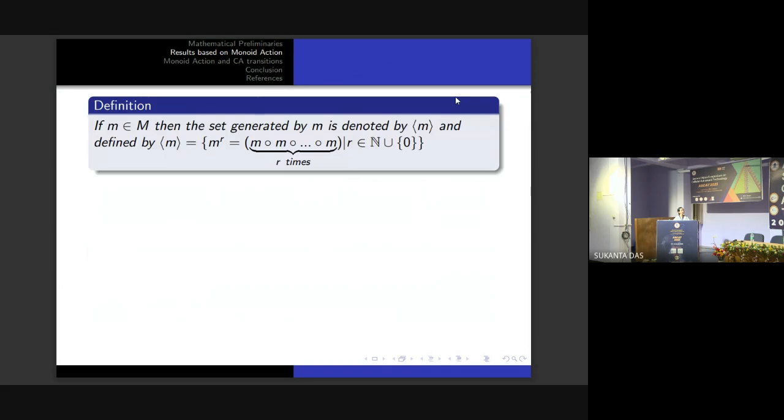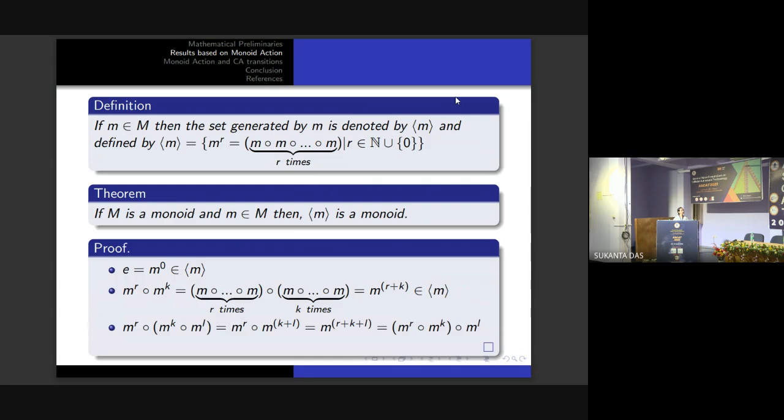Now M was my monoid. If we consider any element m of M, the set generated by that element, like m, m square, m cube, and so on, also forms a monoid. Because identity is there. If we have m to the power r and m to the power k belonging to M, so naturally m to the power r plus k also belongs to M. And eventually the associativity property will also hold for m to the power r, m to the power k, and m to the power l. So we see that closure and associativity hold along with the identity. So it's a monoid.